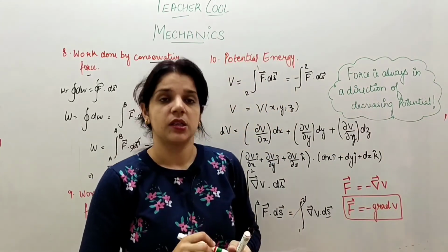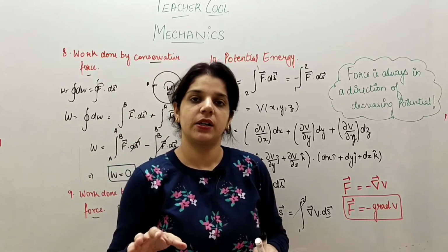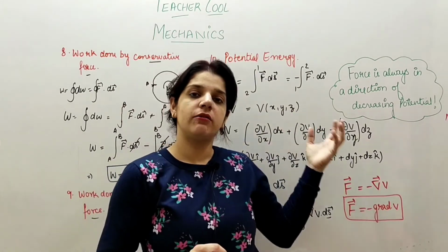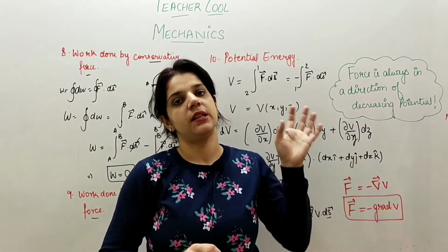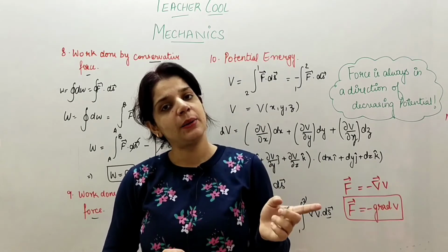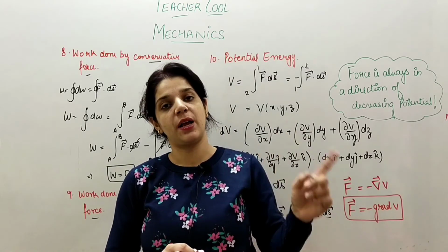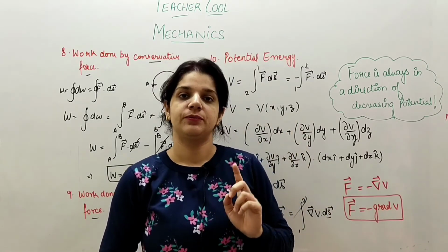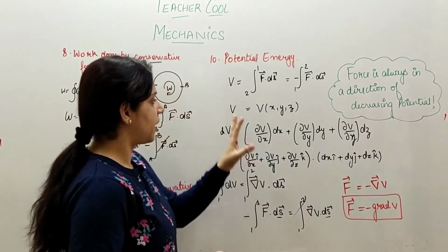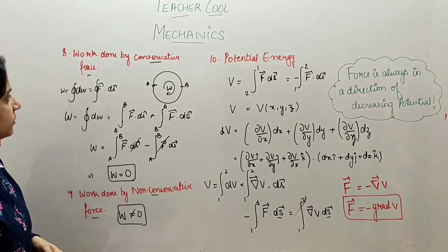It means if I have a force and a particle under consideration, under observation, under the influence of that force only, that particle will always move from the higher potential to lower potential, just like the electron moves from a higher potential to lower potential. Is it clear? So this was the meaning of this. I hope this is clear to you so that we can move forward.